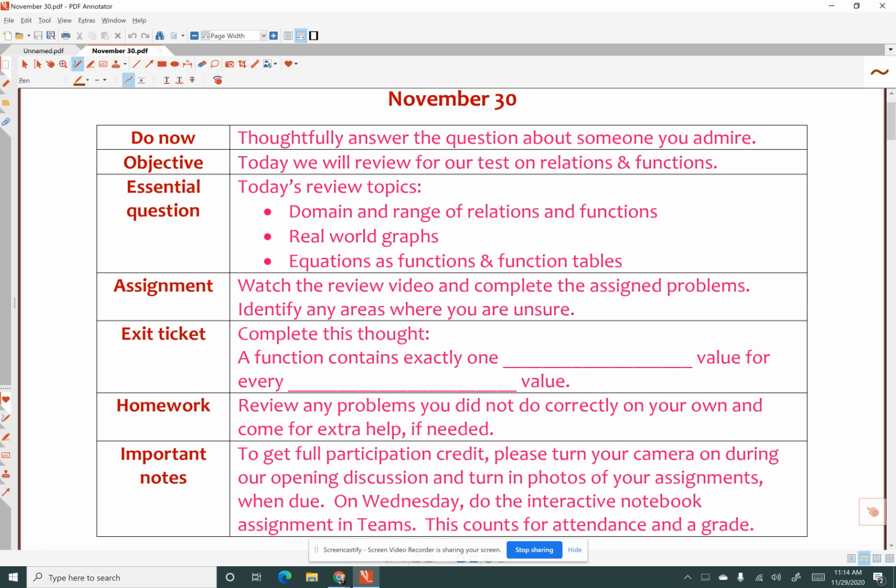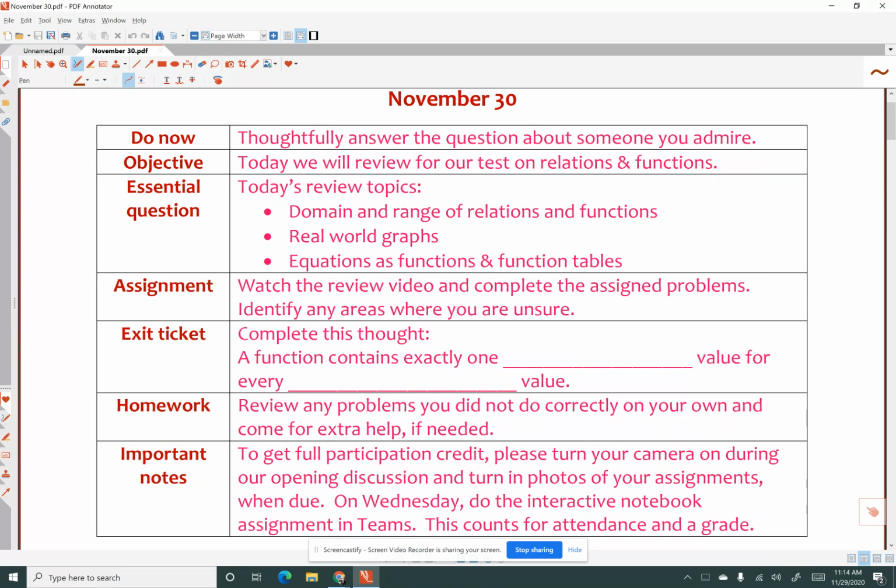Hello, students, and welcome to our Unit 3 review, our unit on relations and functions. We will review today and tomorrow. We'll have an assignment on Wednesday and Thursday, and Friday we will take our unit test.